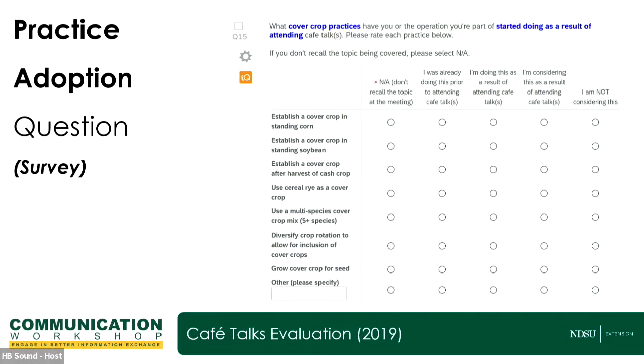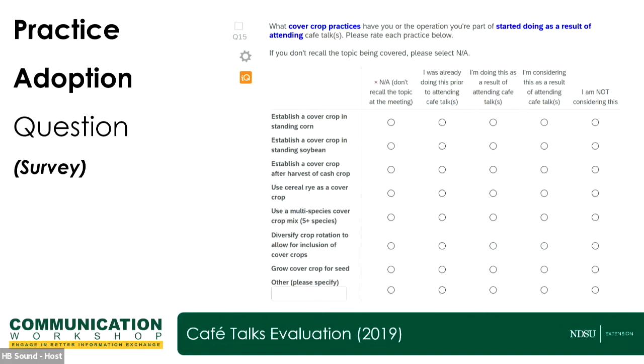If they don't recall the topic being covered, hit NA. And you see that little red X next to the NA, "don't recall the topic at the meeting." That means that number is not actually going to be included in any of the analysis. So if they didn't attend it, then their data shouldn't be averaged out, or none of it should be in the frequencies. It shouldn't count in there.